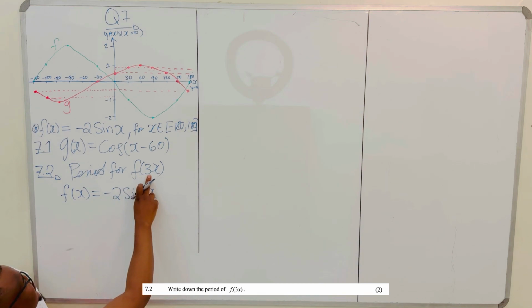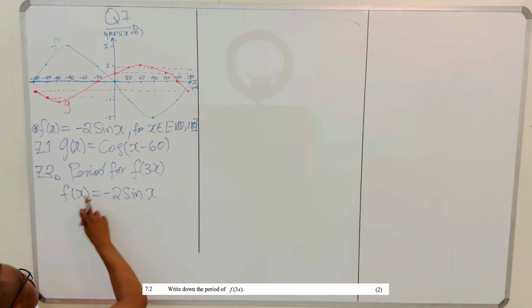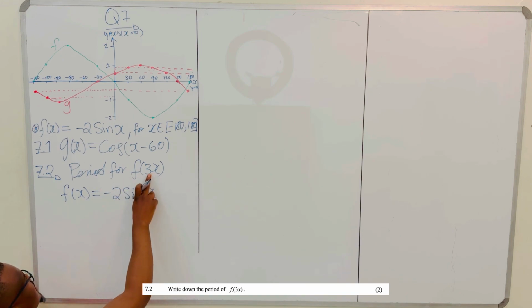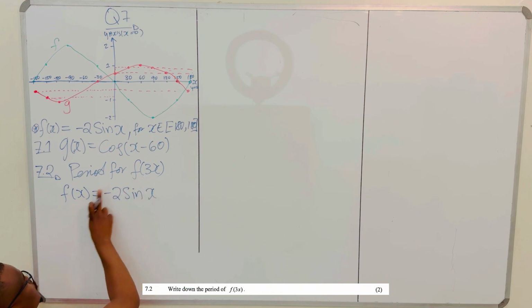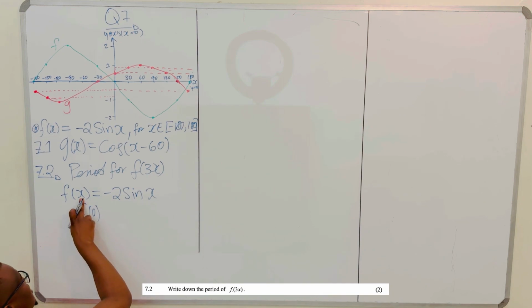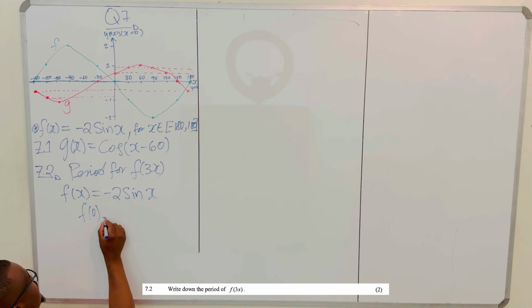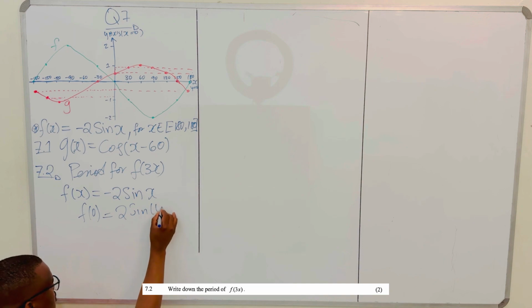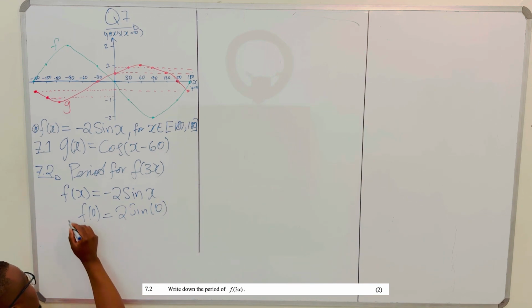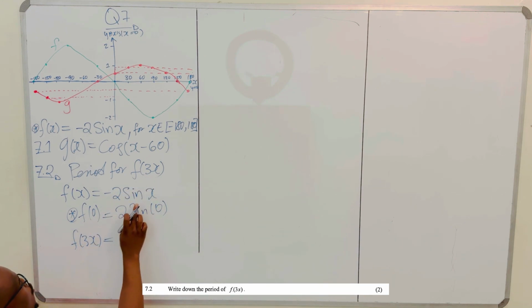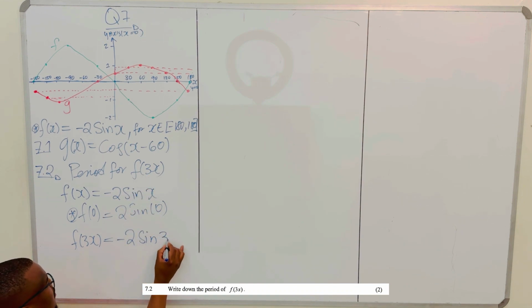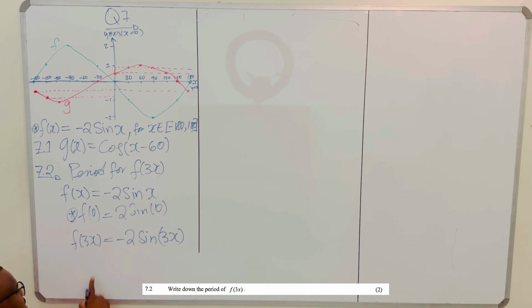So if you want f of 3x, which means on this function here, where you see x, you substitute that. For example, if you want f of 0, you say, okay, I'll substitute 0 here and substitute 0 there, right? So your f of 0 is equal to negative 2 sine 0. That's what f of 0 is. This is an example. So if you want f of 3x, your f of 3x is equal to, where you see your x, you substitute 3x. So you have negative 2 sine 3x. This is what you have. This is f of 3x.